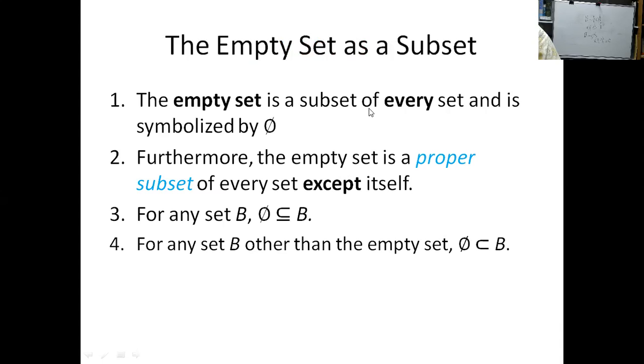The empty set is a subset of every set and is symbolized by null. The empty set is also a proper subset of every set. So if you have a set B, null, the empty set, is a proper subset because it's a part of every set, but they are not equal. But the empty set is a subset of every set. Okay. For any set B, null is an element of that. For any set B other than the empty set itself, it's a proper subset. Okay, you follow me? Because it is included in B.